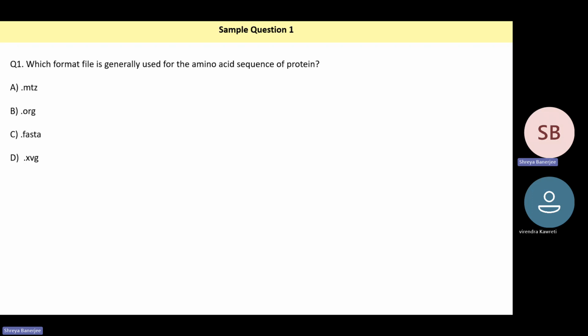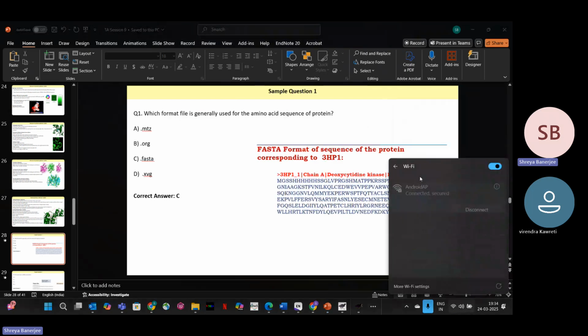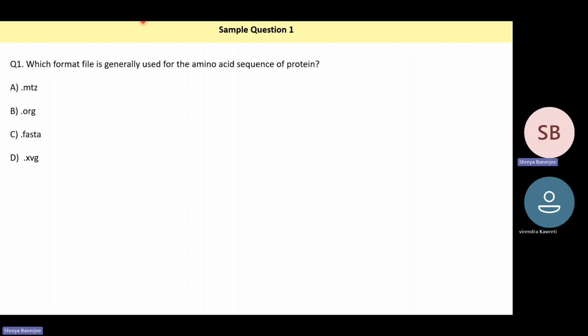Just 1 second, there is some problem in my network. Yeah, sorry, there was some problem in my network. I think I've reconnected now.